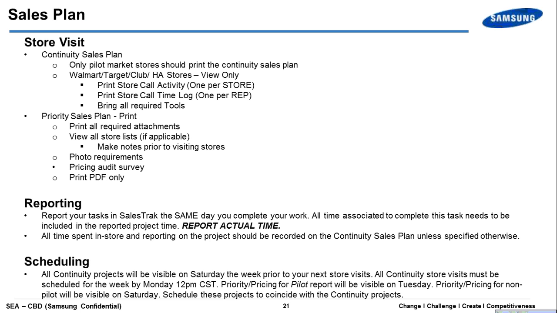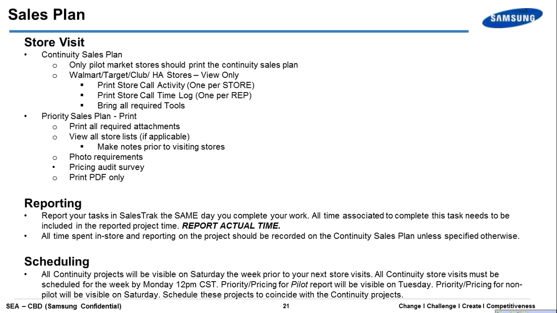You would need to add up your actual time and the time that it took you to report your store visit and total all of that and put it in the continuity call for that store. So, for example, if it took you 60 minutes in the store and when you got home that night, you were entering it into sales track, it took you 10 minutes, you would need to enter 70 minutes on the continuity plan for that store and 1 minute on the priority plan for that store.